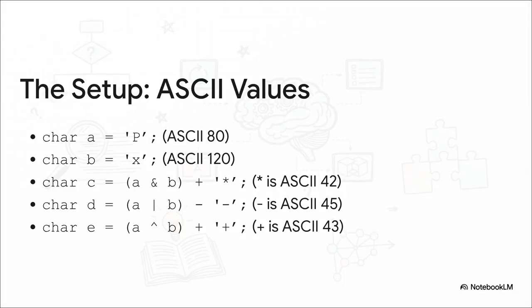Okay, so here's the absolute key to this whole thing. The computer doesn't see P or X. It sees their ASCII values, in this case 80 and 120. And those operators, they're not logical, they're bitwise. That means they work directly on the ones and zeros that make up those numbers. This is a sneaky test to see if you remember that, deep down, a character is really just a number.